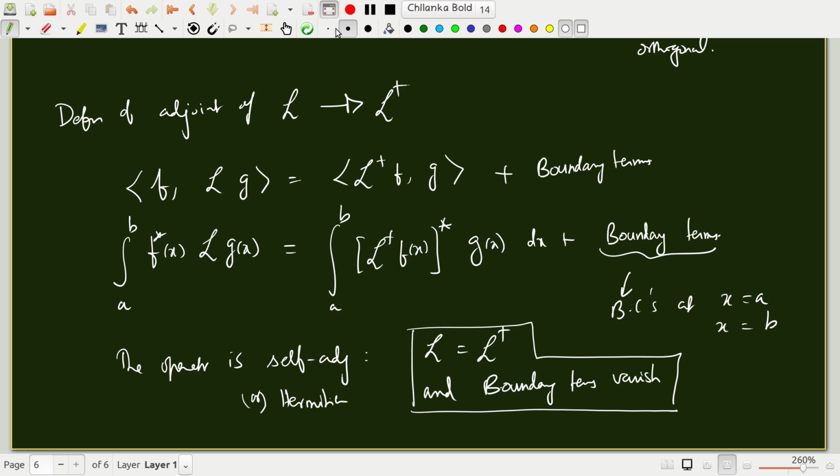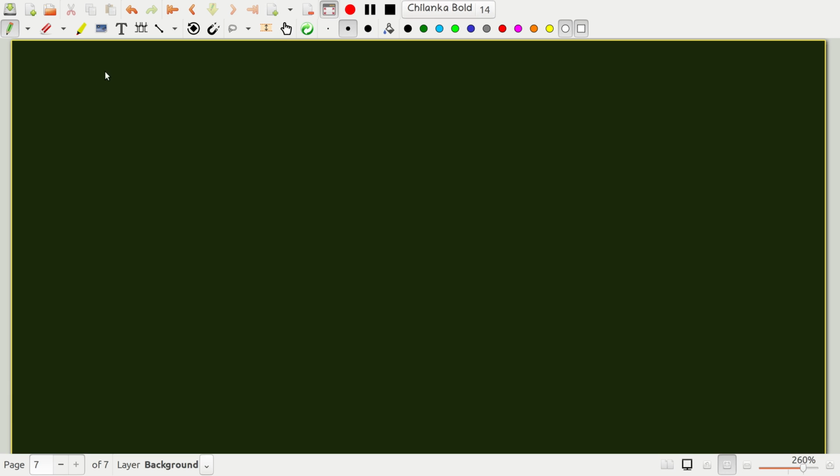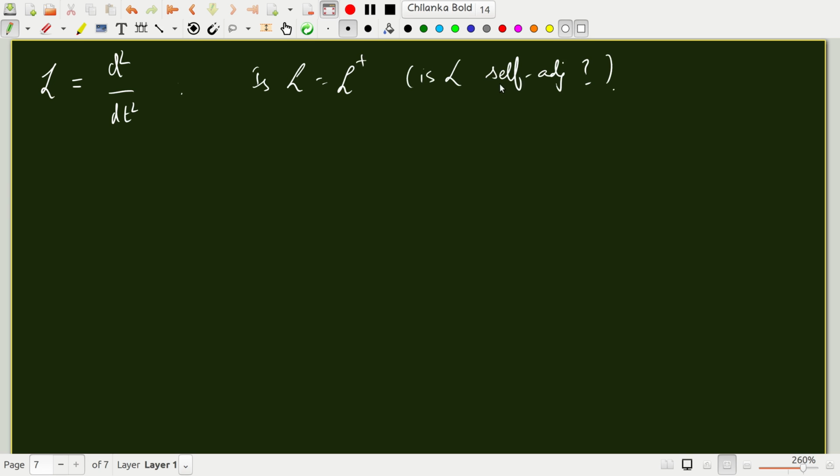Okay, so let's take the simple example. Let's take L is equal to d squared by dt squared. The question is, is L self-adjoint? That's the question that we are asking. Right now let's consider the inner product f, L g.